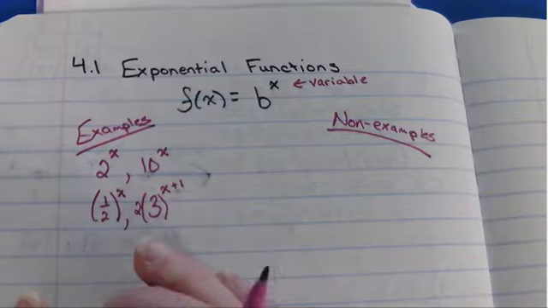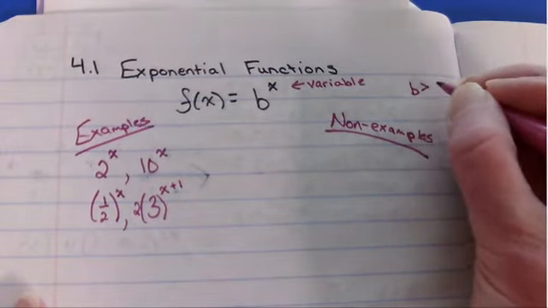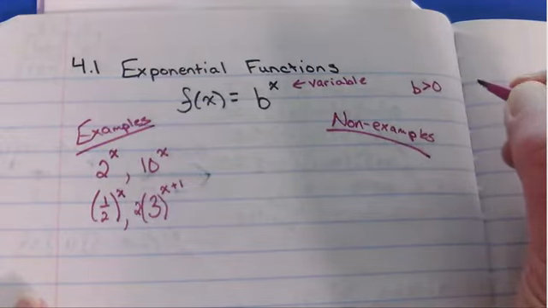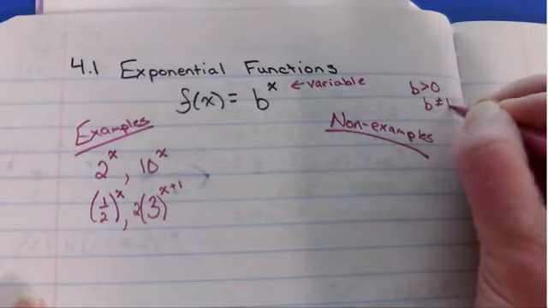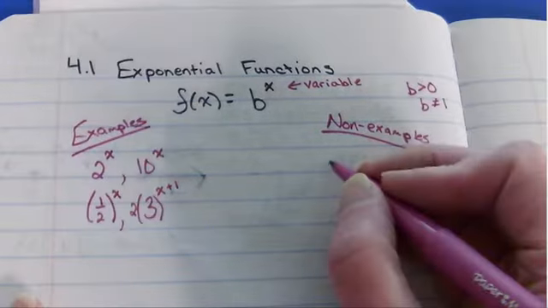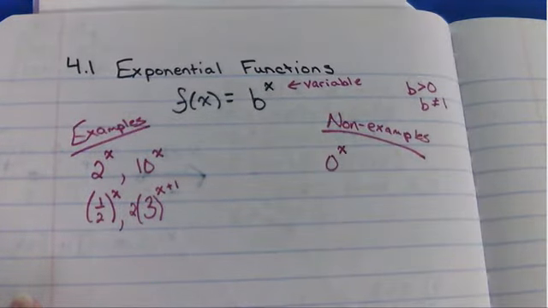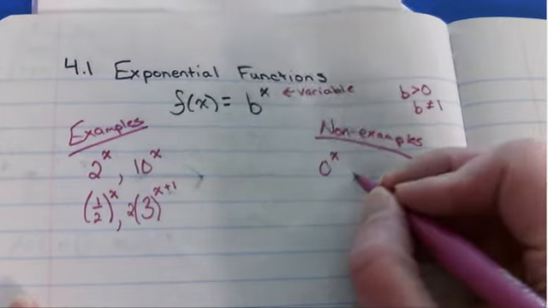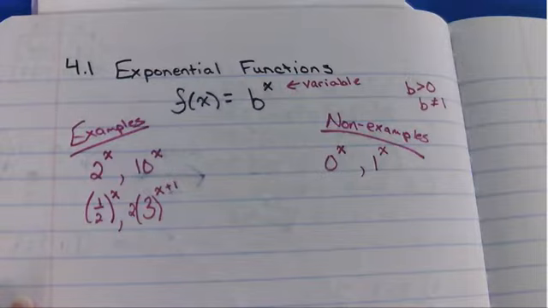The things that aren't okay: b has to be bigger than 0, and it also can't be 1. And let's talk about why that's true. If I had 0 to the x power, that's just 0. What about 1 to the x power? That's just 1 over and over and over.